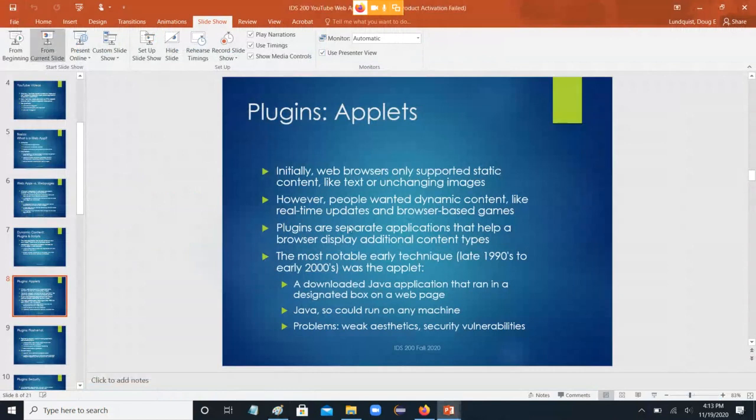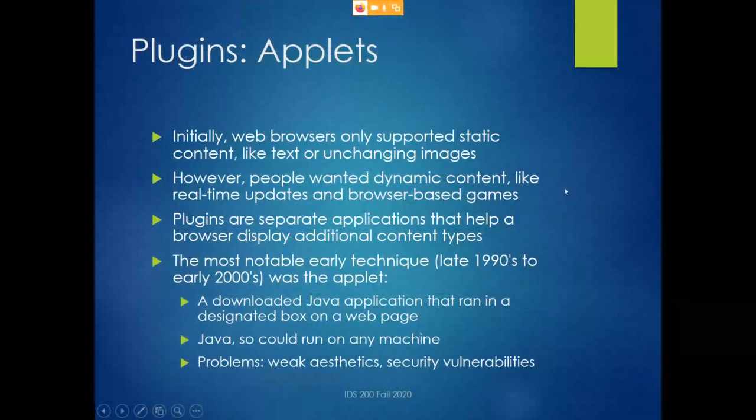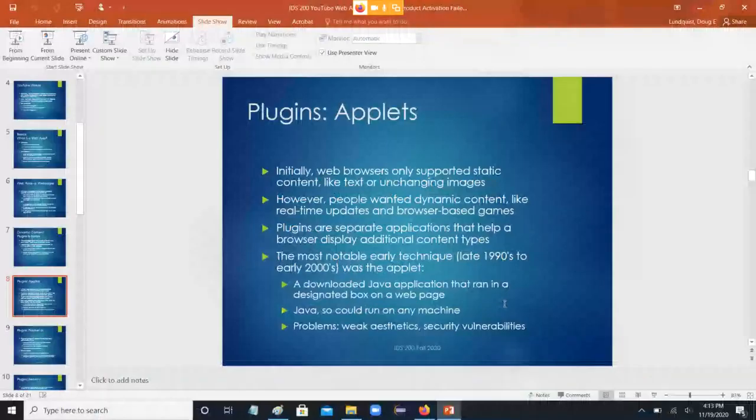Of course, people like dynamic content, right? People like those kind of real-time updates. People like browser games. People like other aspects where real-time updates are important. So people started developing plugins, separate applications that help the browser display additional content types, quite often of dynamic data. Now, the big early technique from the late 90s to the early 2000s was something called the applet. An applet is a small downloadable Java application that runs in a designated box on a web page.